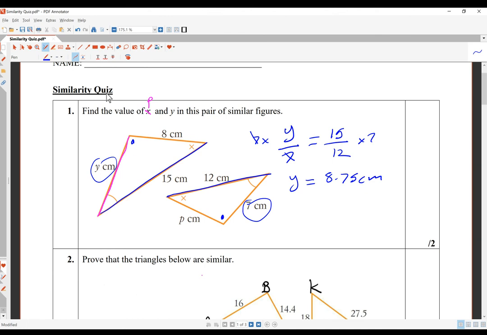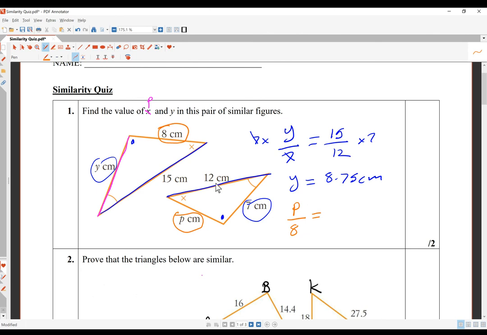Okay, now let's have a look at the other side we're going to find, which is P. So let's think about what side matches with P. Now P has a dot and a cross which sit on top of it. So we go to the other triangle and we see the dot and the cross sitting on the side of 8 centimeters. So that means we have P over 8.